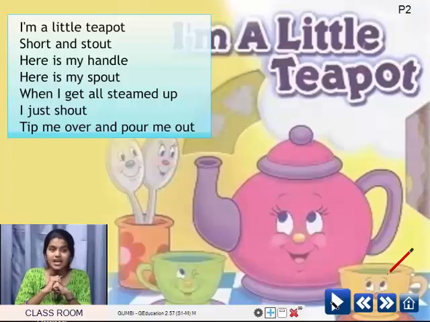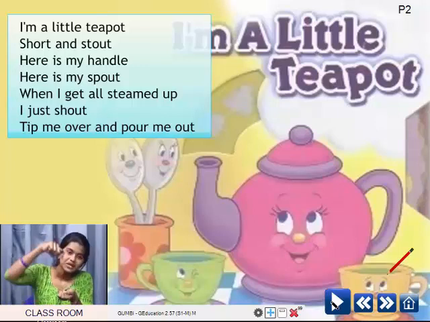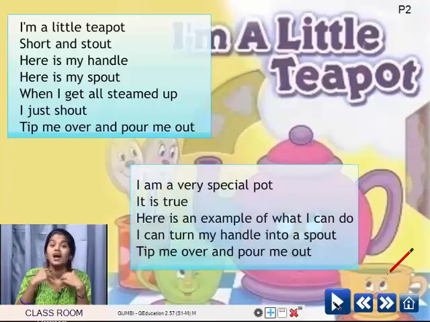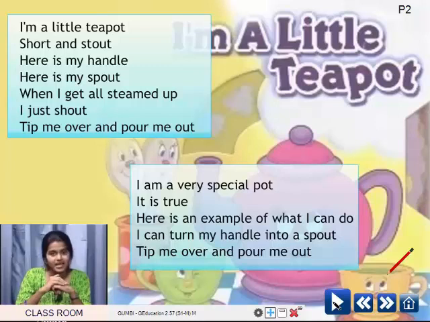I'm a little teapot, short and stout. Here is my handle, here is my spout. When I get all steamed up, I just shout, tip me over and pour me out. I'm a very special pot, yes, it's true. Here is an example of what I can do. I can turn my handle into a spout, tip me over and pour me out.